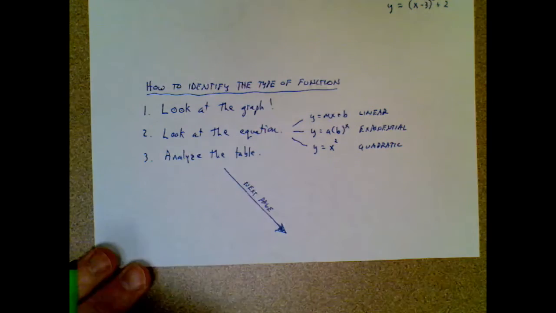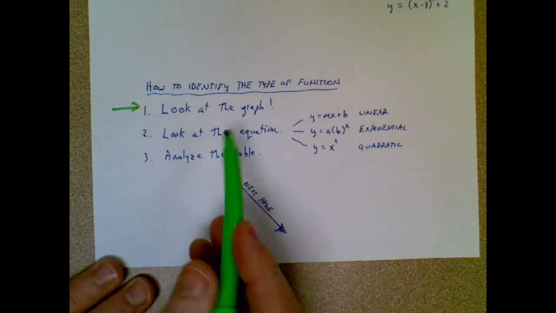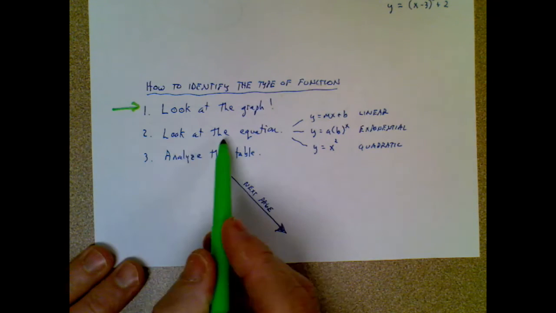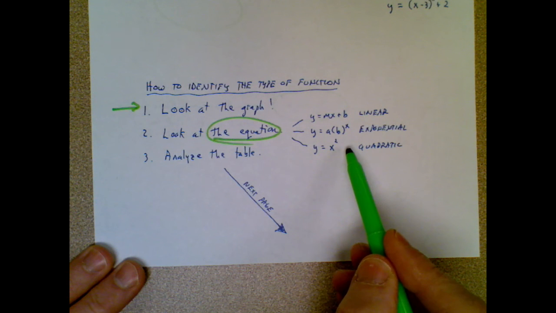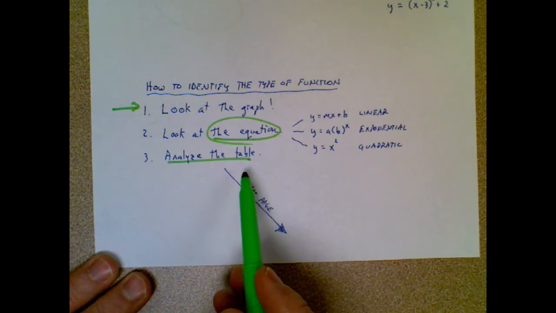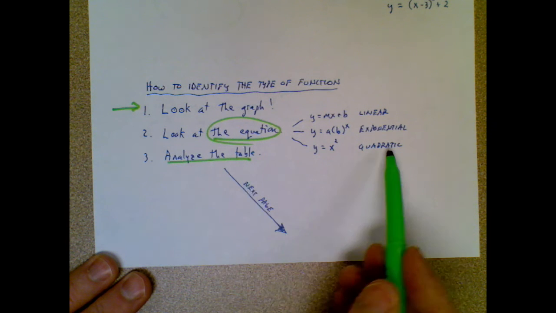So if you're going to identify the type of function, your best option is look at a graph if you have a graph. Then if you don't have a graph but you have an equation, you can recognize the different forms. And if you don't have that, you have to analyze the table looking for a common difference for linear, a common ratio for exponential, and a common difference of the common difference for the quadratic.